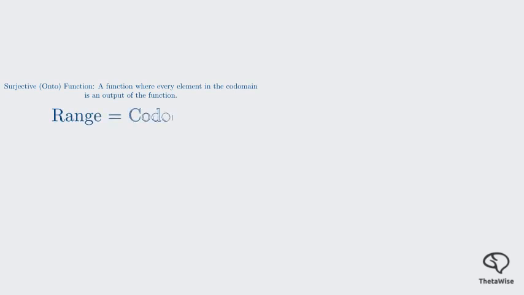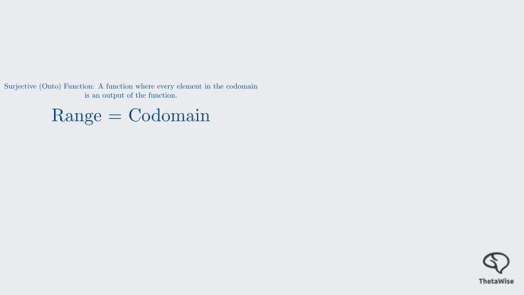Next, a surjective function, also known as an onto function, is a function where every element in the range is actually an output of the function. In other words, the range of the function is equal to its codomain, which is the set of all possible outputs we're considering. Every possible output value is hit by at least one input. Let's look at an example.